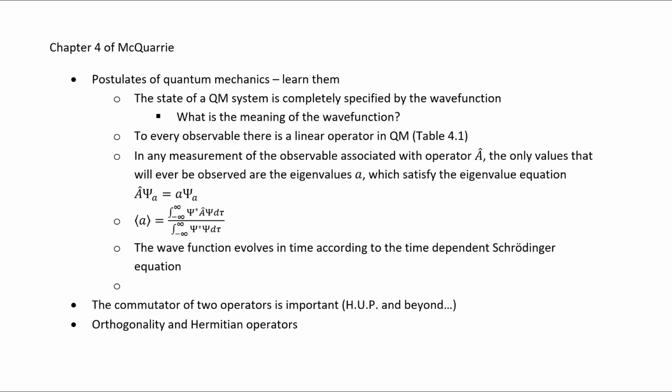So the first postulate of quantum mechanics is associated with the wave function that comes out of the solution to the Schrodinger equation. So the state of a quantum mechanical system, we are going to say, is completely specified by that wave function. Basically everything we need to know about the system is included in the wave function, which comes from the classical description of the energy and the operators applied to it. And again, we just went through this for chapter 3.